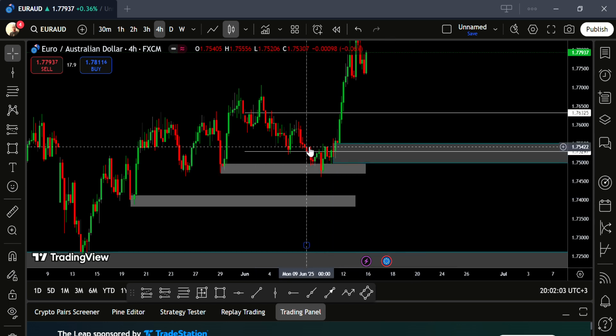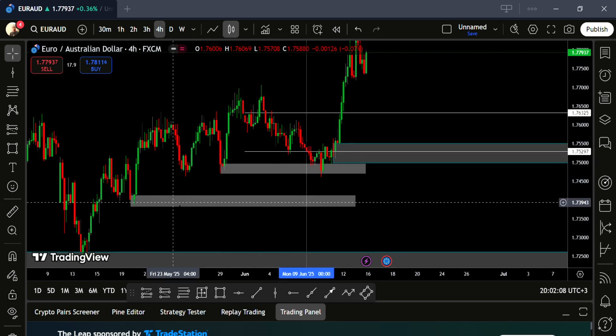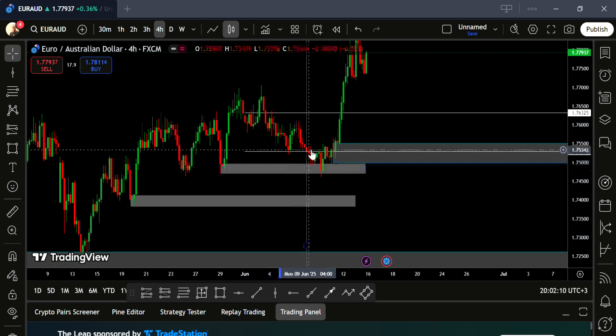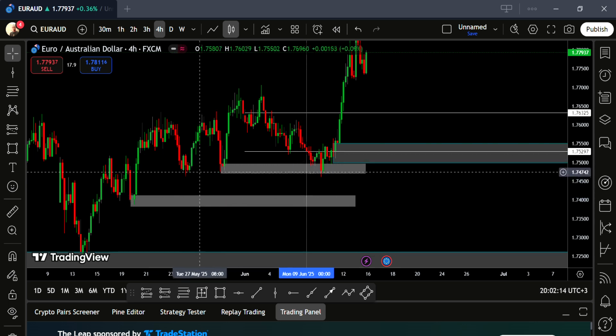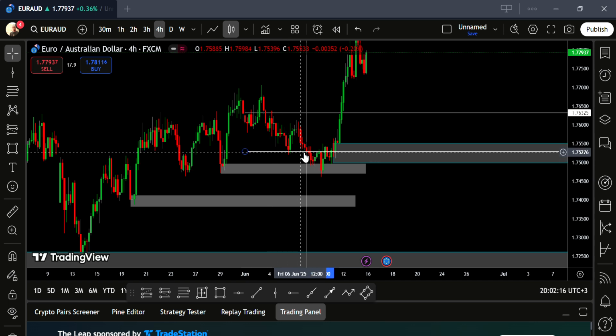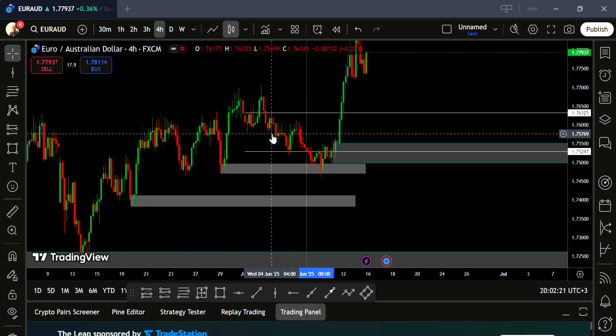Remember, price is here. It has not yet reached down here. But we have two demand zones. We have this one here and we have this one here. But we also have equal lows here acting as liquidity. So which one would be the high probability area to buy from? They are all good demand zones.